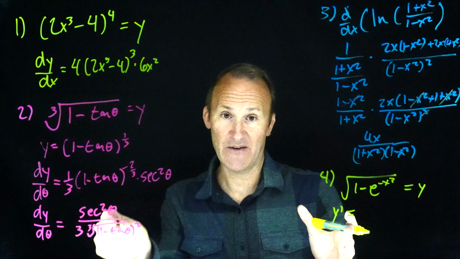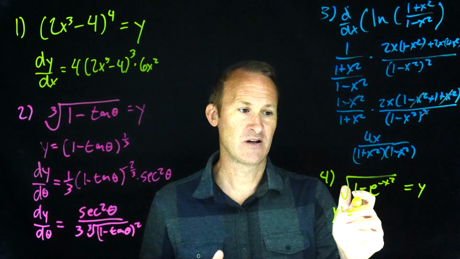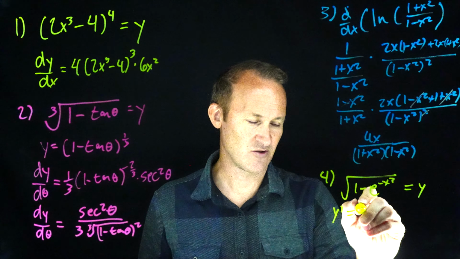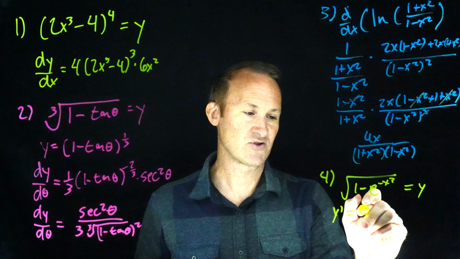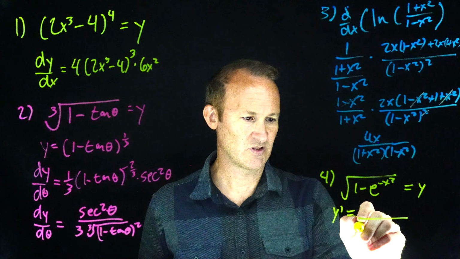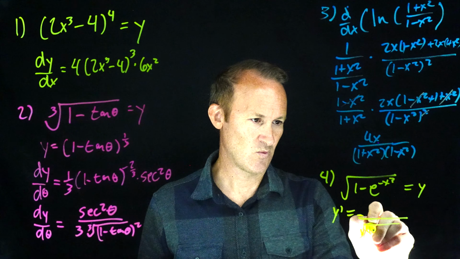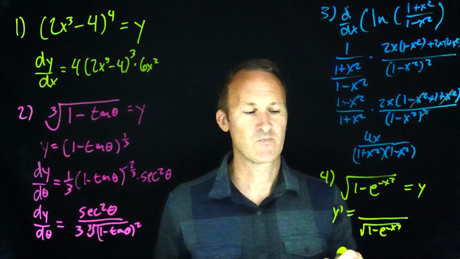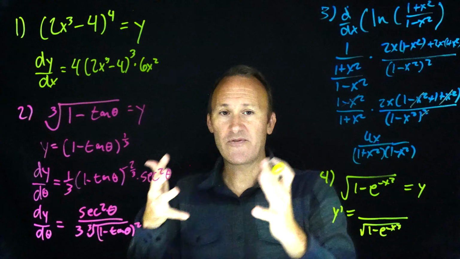And what's a negative 1/2? It's a root in the bottom, okay? So you could just write it to the negative 1/2, or you could say, well, it's going to be 1 over, which is going to be multiplied by something, the square root of 1 minus e to the negative x cubed, right? That is the outside of the function.